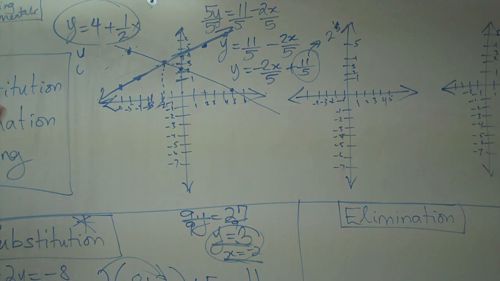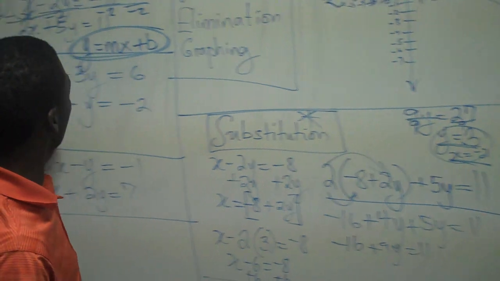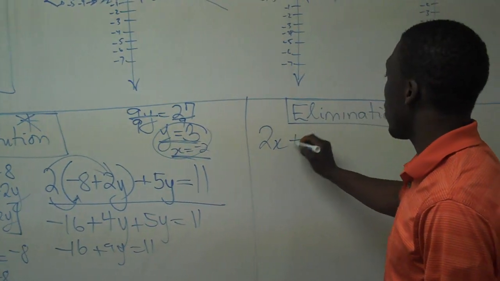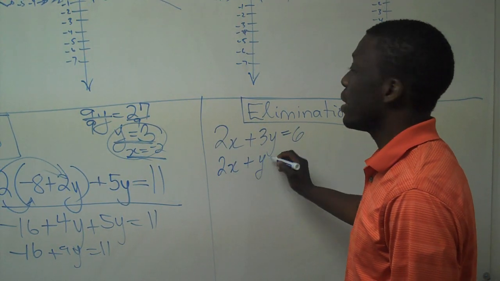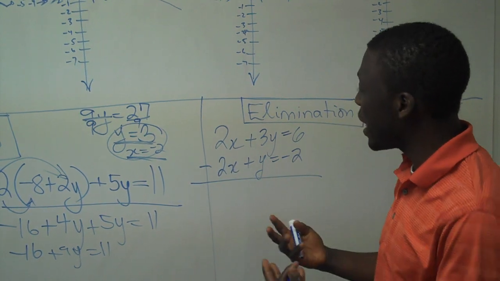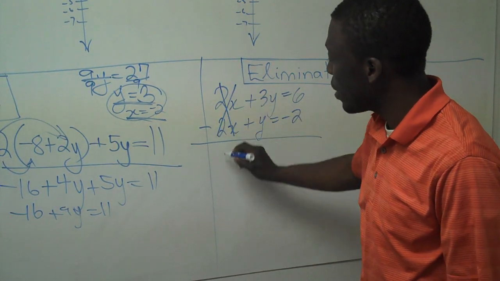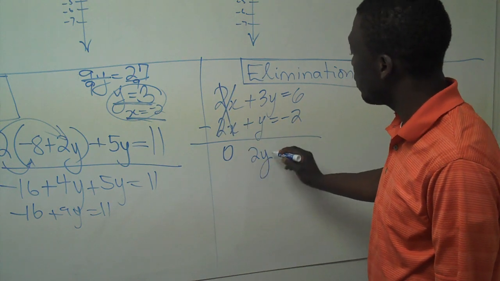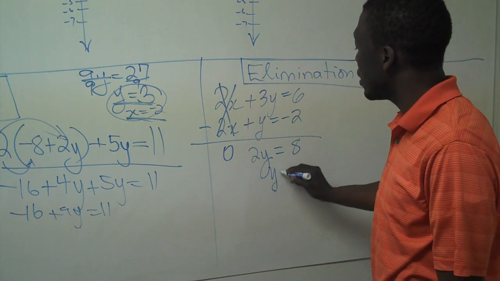You can use substitution, you can use graphing, and you can use elimination. The idea with elimination, and I'm just going to use elimination for the second one as we close, is 2x plus 3y is equal to 6, and 2x plus y is equal to negative 2. Okay, here's the thing. With elimination, you eliminate one variable right away. So I'm going to subtract. So that's going to get rid of the 2x minus 2x. And then 3y minus y would be 2y. 6 minus negative 2 would be 8. So y is equal to 4.